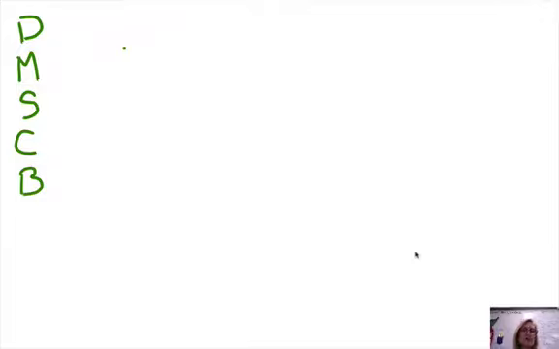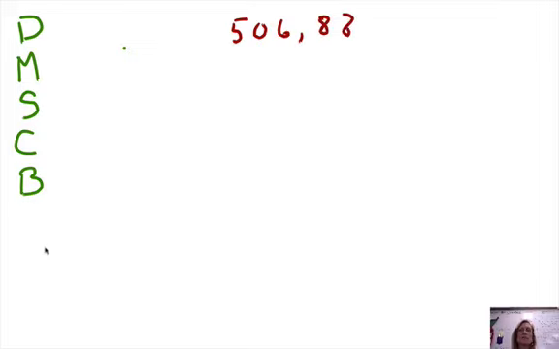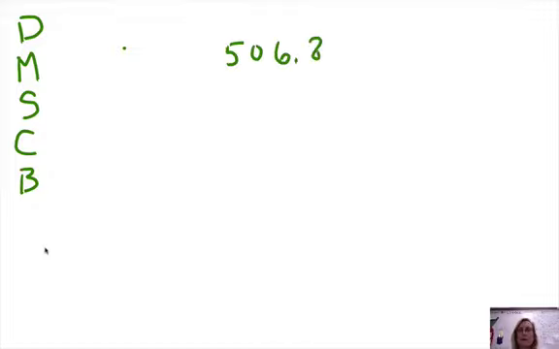So I have on the left there, I'm just going to bring my mouse over here so you can see that I have divide, multiply, subtract, check, and bring down. So those are the steps. You're going to keep coming back to those steps. So the number in the house there, sorry about that. Start a little bit lower. Is 506,880. That's the dividend.